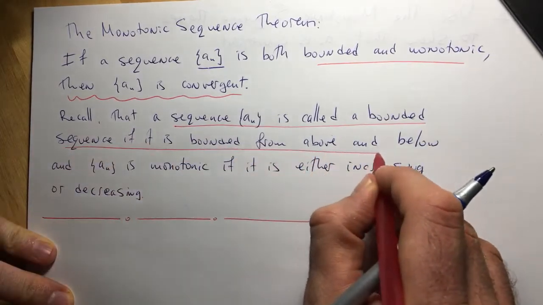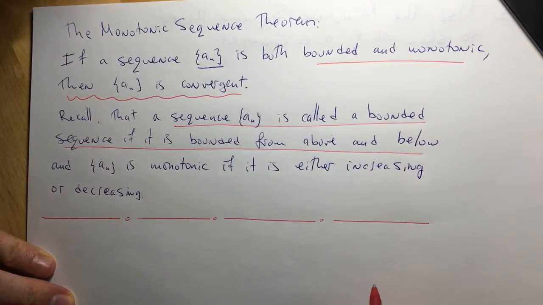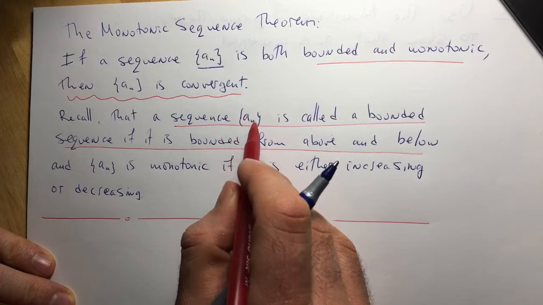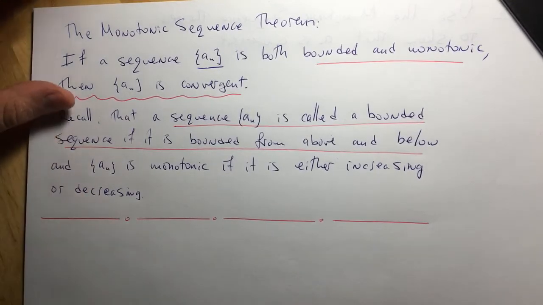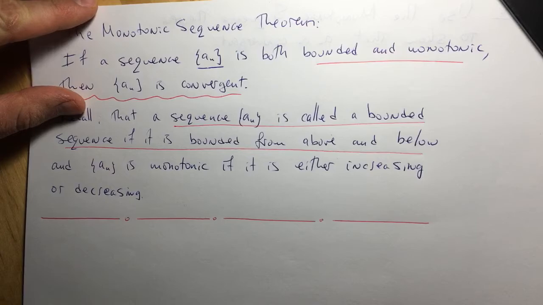And just as a reminder, we say that a sequence is called bounded if it's bounded from above and from below. If there is a number such that the elements of that sequence cannot go below that number, that's the lower bound, and the upper bound means that there is a number such that any element of the sequence doesn't go above that point. And we say that the sequence is monotonic if it is either increasing or decreasing.